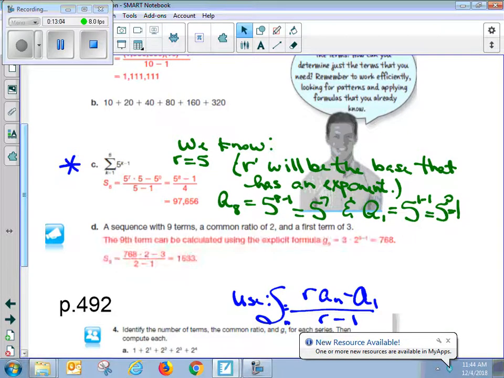I have enough to find the sum. I plug it in. If it seems like it's monotonous and it's the same thing over and over, it's the same thing over and over. Question?